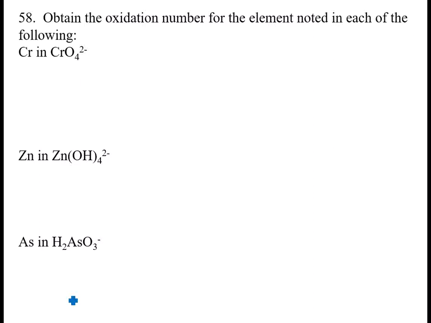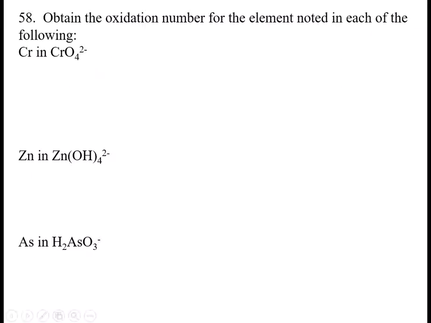So this is oxidation reduction reactions part 2, assigning the oxidation number. We did 56 in the last video, so this is 58 in the book. Same question: obtain the oxidation number for the element noted. But you'll notice that this time these are all ions. They all have a charge after them, and in this case they're all negative. They don't have to be. In the case of ammonium, that would be positive. But most of our ions are negative polyatomic ions.